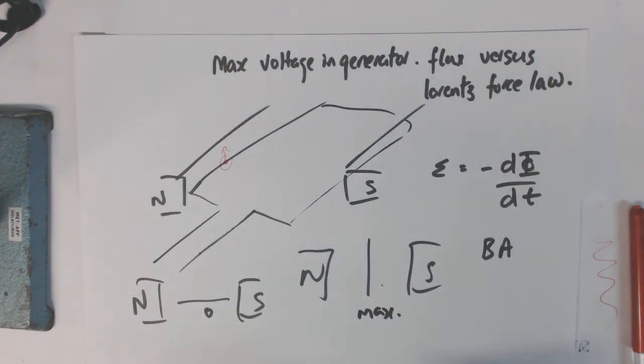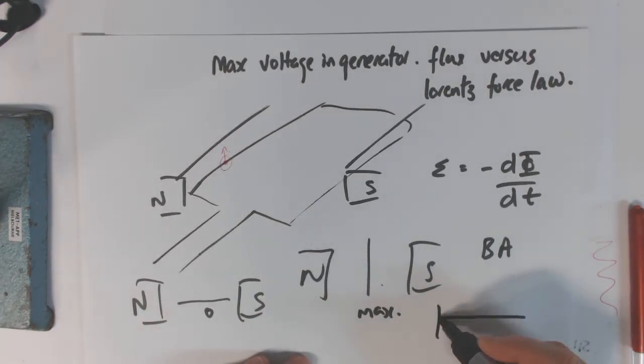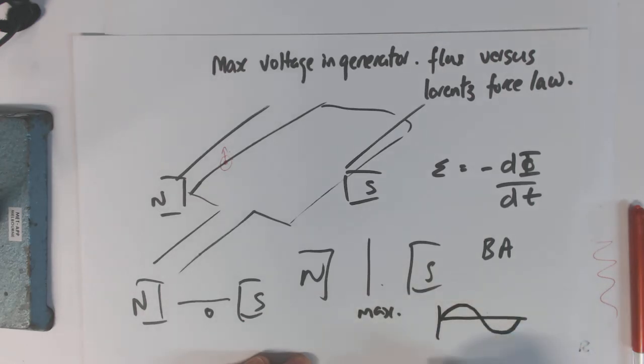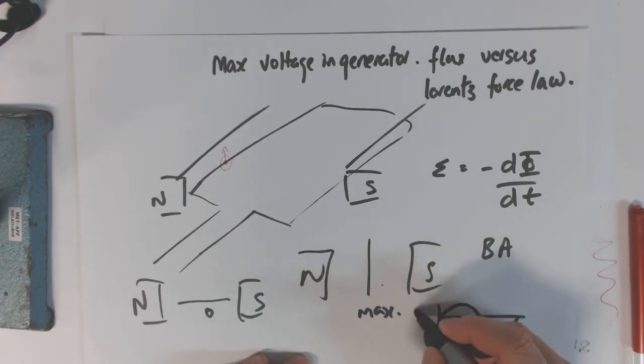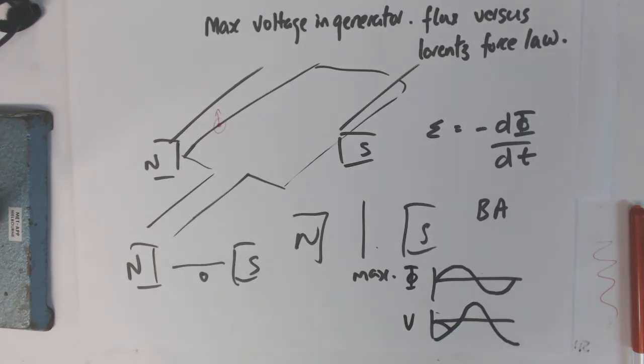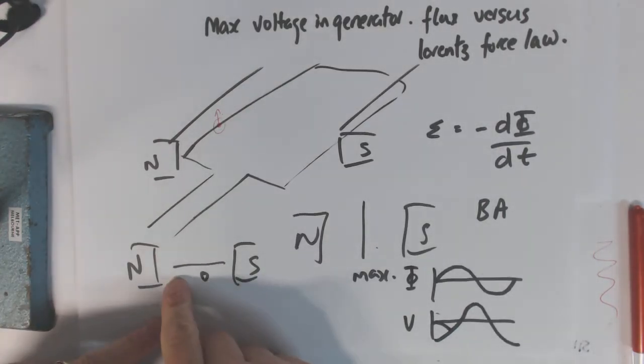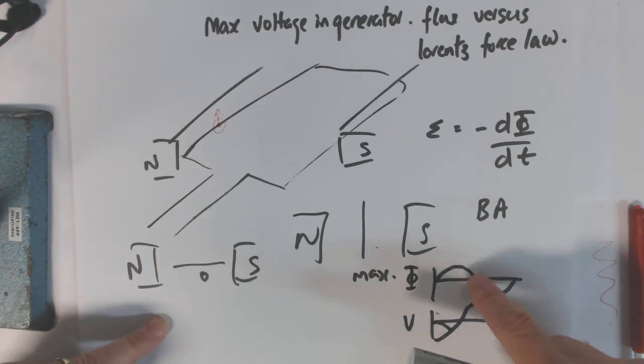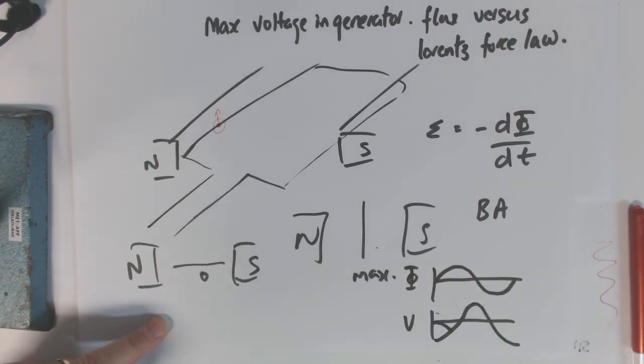So although the flux is at 0, so if we draw our flux curve as a sine graph, we get a negative cos graph. So that's our flux graph, and that's our voltage graph. Let me just bring that up again. So when the actual flux is actually at 0, that's when we get our maximum voltage.